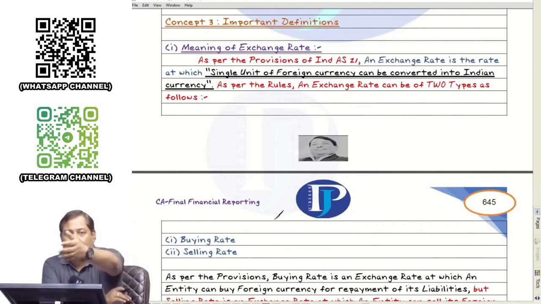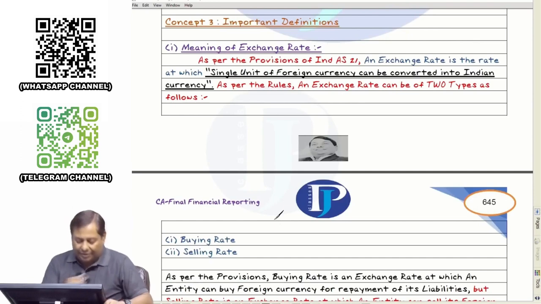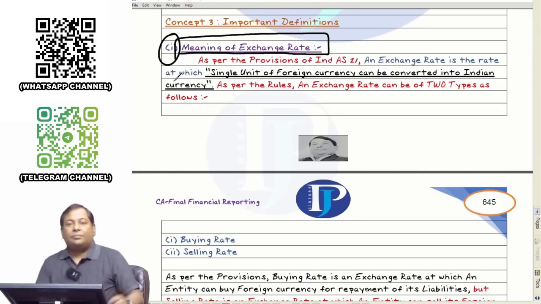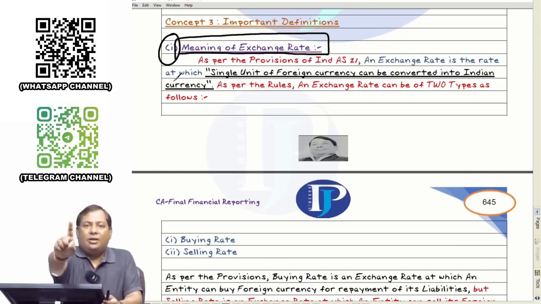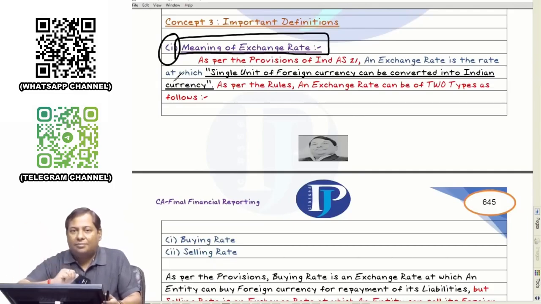Check your notes. First, meaning of exchange rate. Second, meaning of monetary items. Lastly, meaning of non-monetary items. I told you these 3 definitions. So the first thing was the meaning of exchange rate. What was the exchange rate? Foreign currency single unit: 1 pound, $1, 1 euro, 1 dirham.